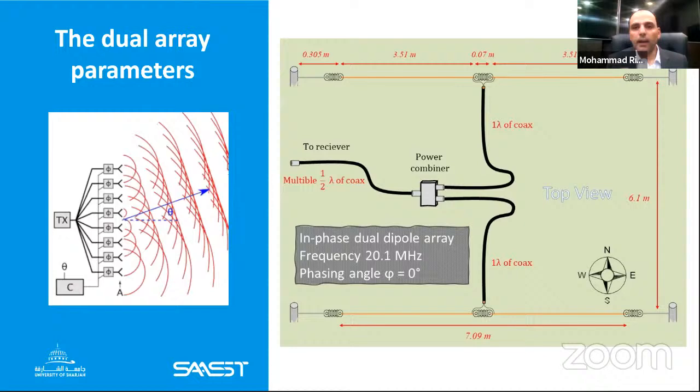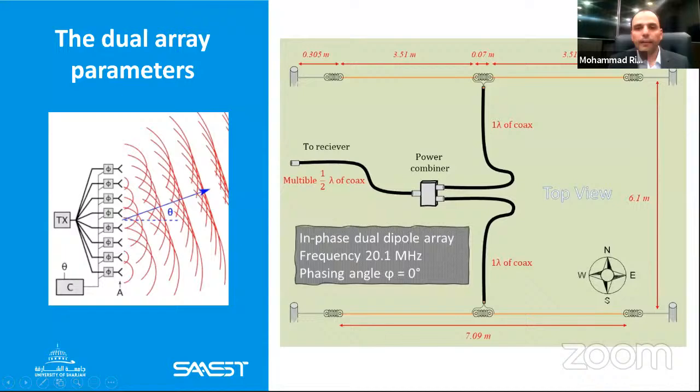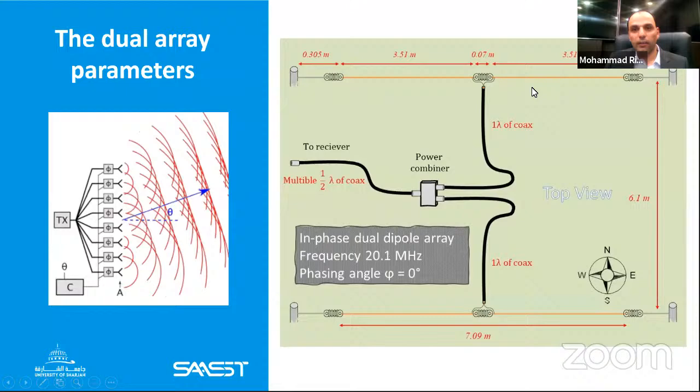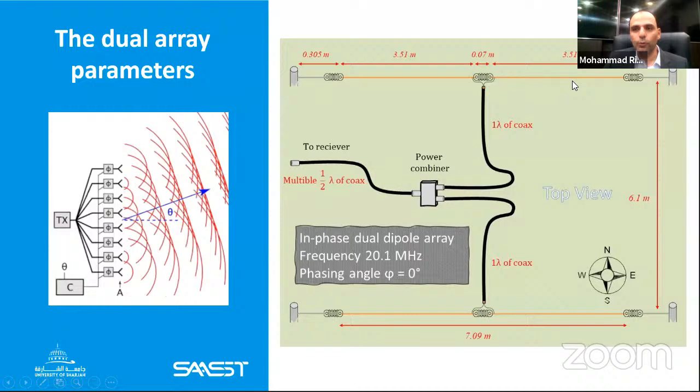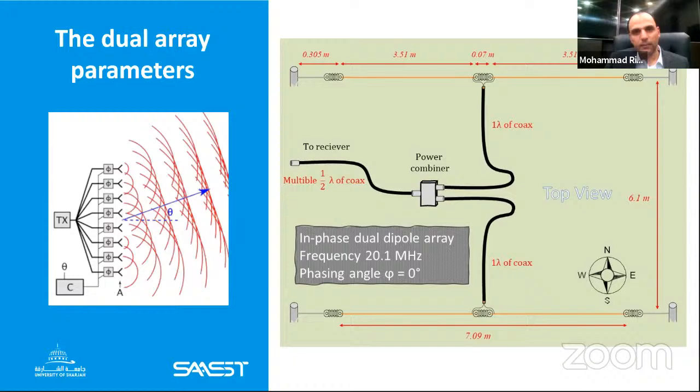The parameters of the dual array. This is a dual array. It is a top view. Again, it is a top view for our one unit of the dual array. So we can see the parameters here. If you calculate the distance between this step and the other one, you will discover it is around 7 point something meters, around 7.1 meters.